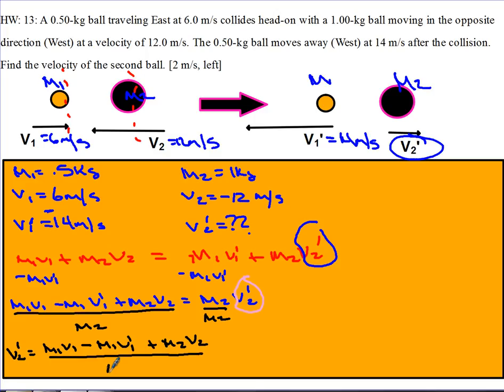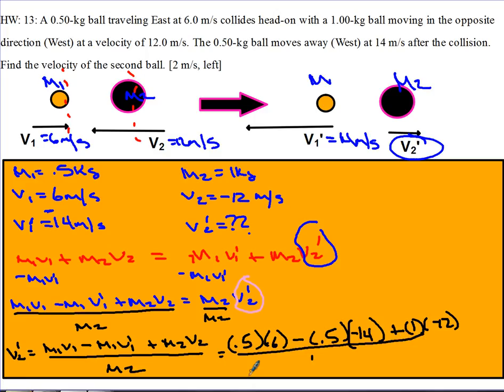Now I know this is a lot of subscripts. Let's go on and plug in. M1 is 0.5. V1 is 6, minus M1, which is 0.5, times V1 prime, which is negative 14. So we're going to stick that negative sign in there. Plus M2, which is 1, times V2, which is negative 12, divided by M2, which is 1. Cool. So let's simplify this.